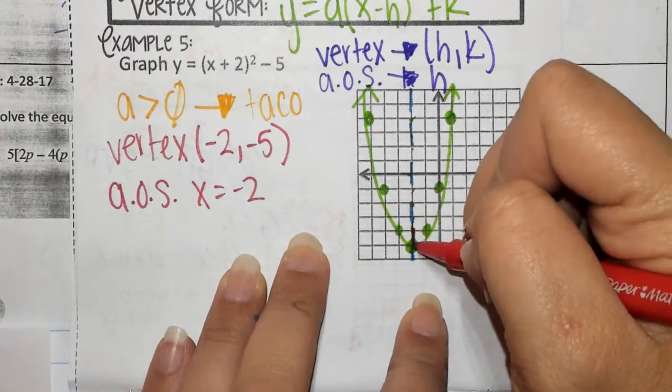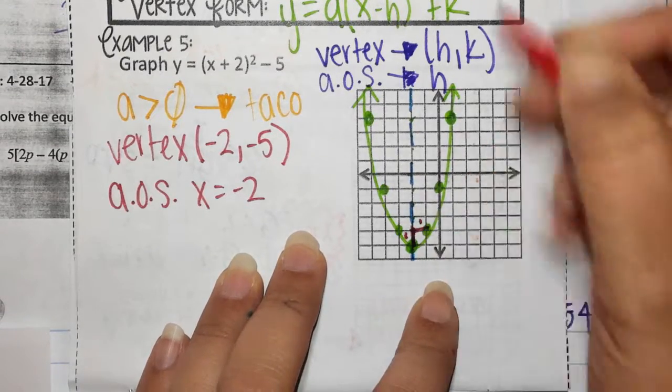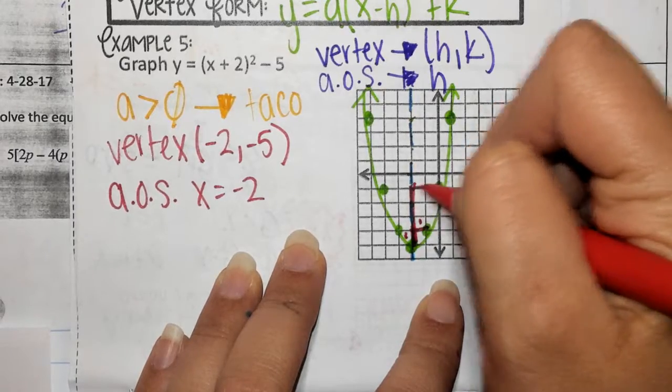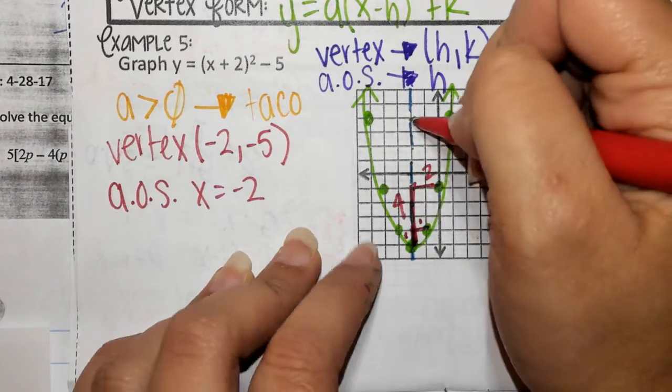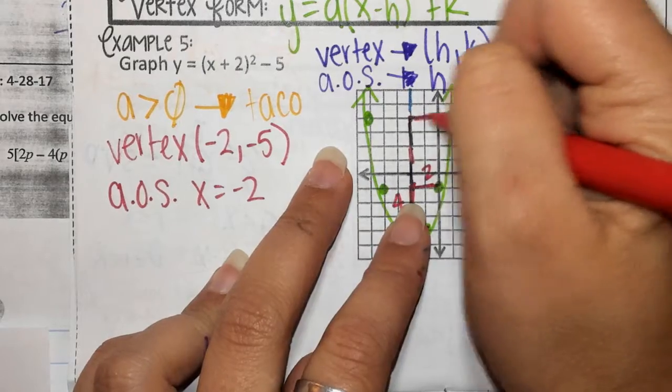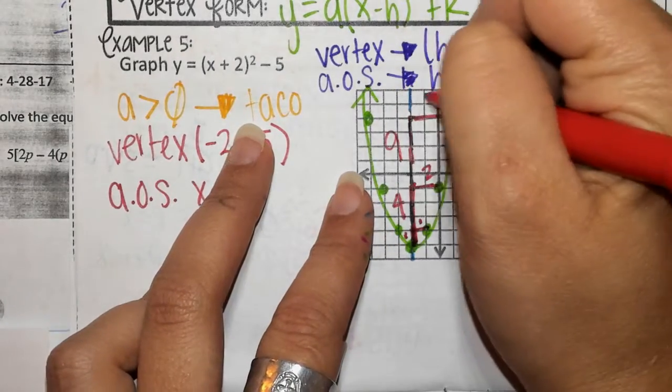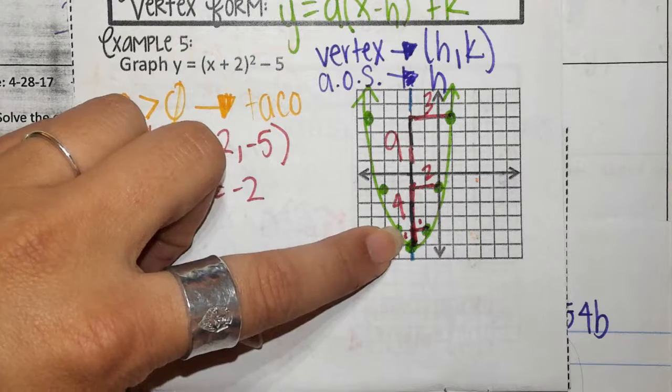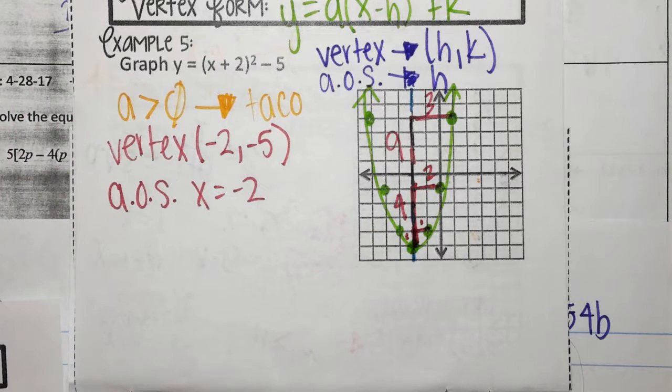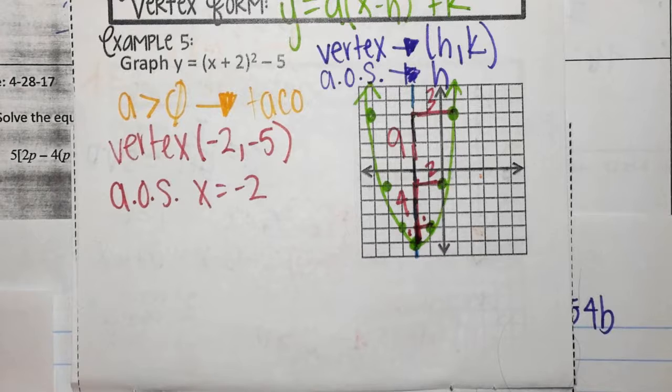Okay, so we went up 1, right 1. We went up 4, right 2. And then we went up how many? 9. And right how many? What are these numbers, 1, 4, and 9? They're whole numbers. What are they? Solutions. Vertex. Coordinates. What are 1, 4, and 9? Numbers. Prime numbers. No, they're not. 1, 4, 9. What are 1, 4, 9?